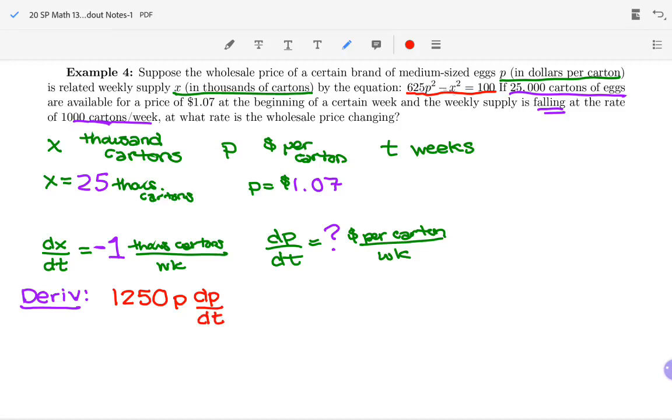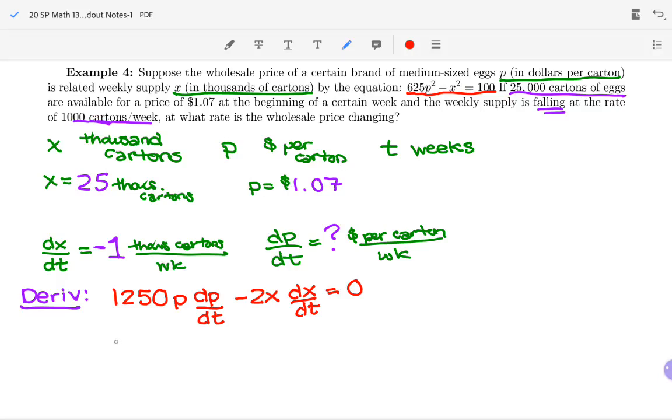Next piece, we have the derivative of negative x squared with respect to time. So it's going to be minus 2x. Don't want to forget my dx dt though. We took the derivative of x with respect to time. Equals, and I definitely don't want to forget the derivative of that right side. Derivative of 100 is 0. So at least that goes away.